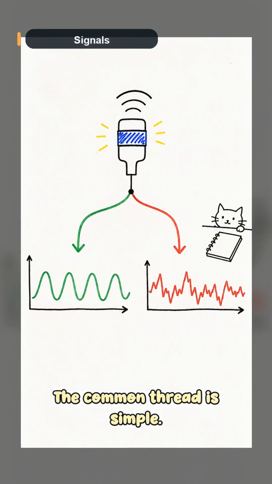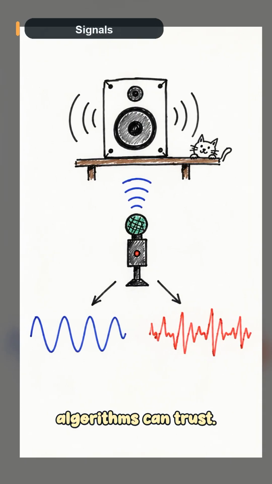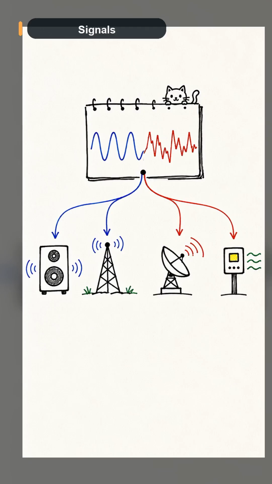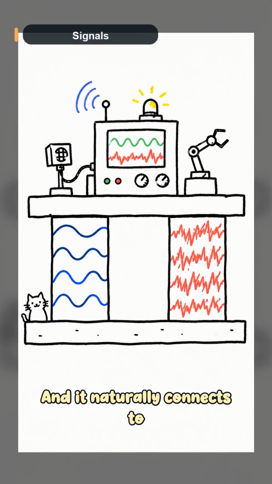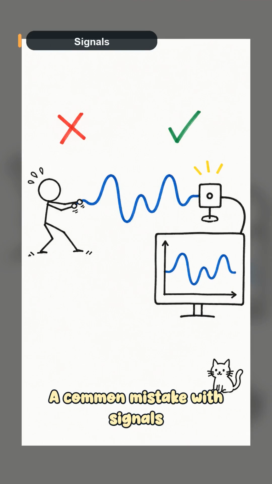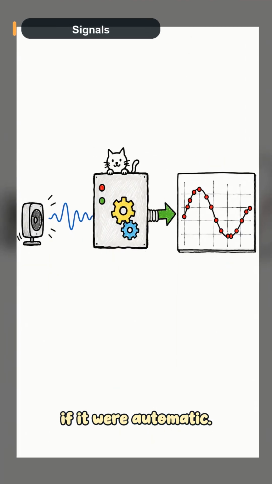The common thread is simple. Real-world behavior has to be expressed in a form that algorithms can trust. That is why this idea survives across so many different applications. It is a foundational engineering move, not a niche detail, and it naturally connects to 1.1.2 physical representation of signals next. A common mistake with signals is treating a representation as if it were automatic.